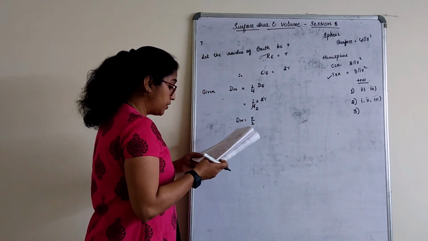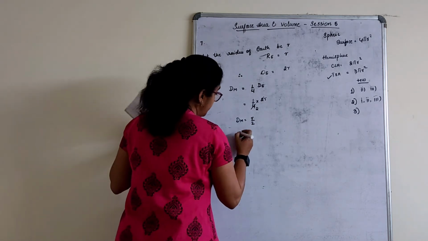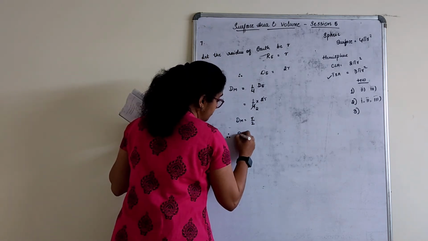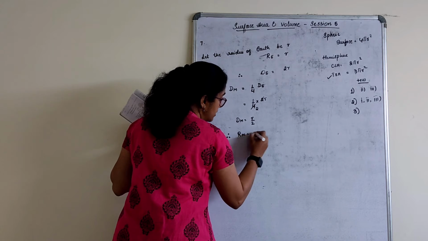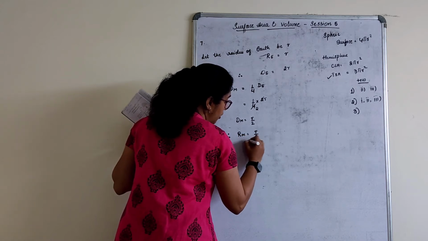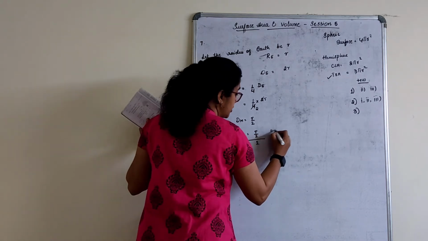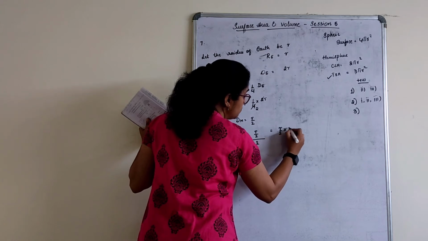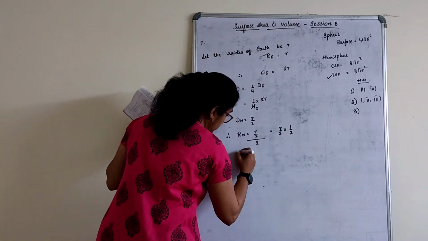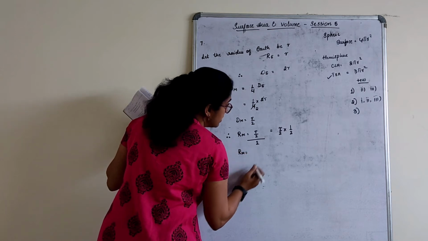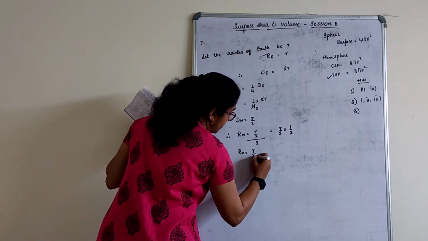Then next what we have to find? Radius of, therefore, radius of moon is equal to what? Half of diameter. So which is nothing but r by 2 into 1 by 2. Radius of moon is equal to r by 4.